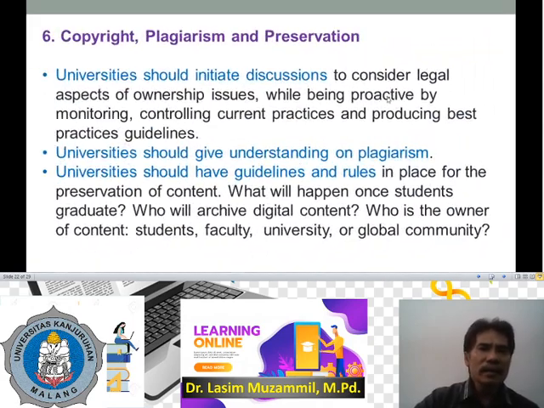Now, what is suggestion number 6? Copyright, plagiarism, and preservation. Okay, universities should initiate discussions to consider the legal aspects of ownership issues, while being proactive by monitoring, controlling current practices, and producing best practices guidelines. And also, universities should give understanding on plagiarism.